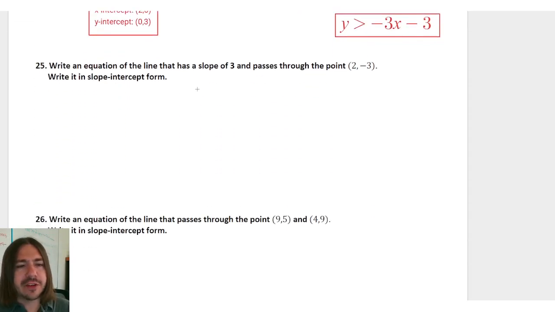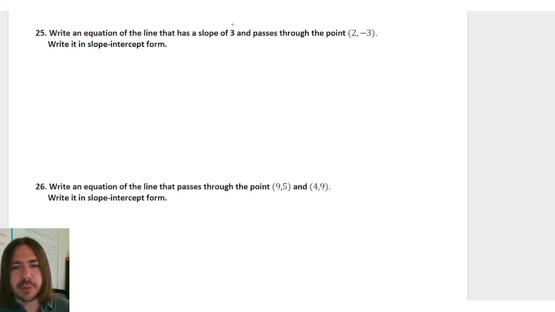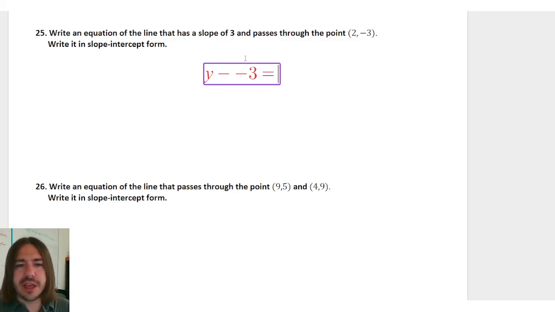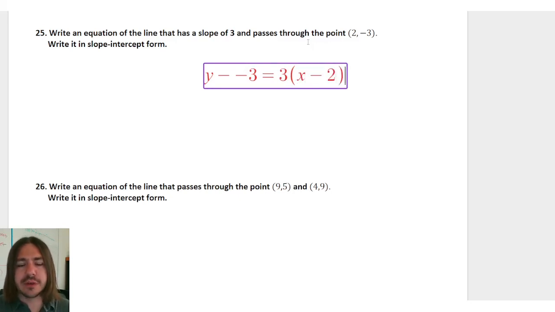Number 25 says write an equation of the line that has a slope of 3 and passes through this point. So we've already done a bunch of these. You can scroll back to some of the earlier problems where I give a little bit more detailed explanation. But basically what we want to do is put this into point-slope form first. y minus -3 equals m, which it said was 3, times x minus 2. I don't like this minus a negative, so we're going to change that to plus. And so this is the equation of the line in point-slope form.